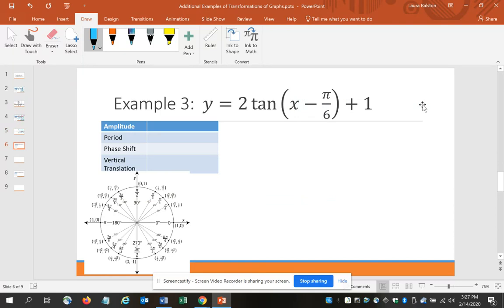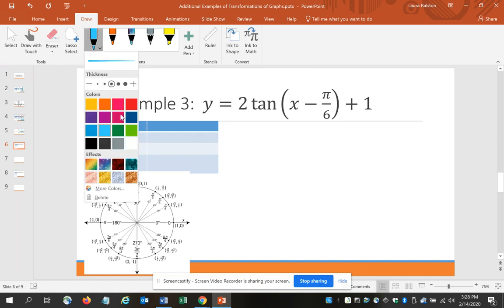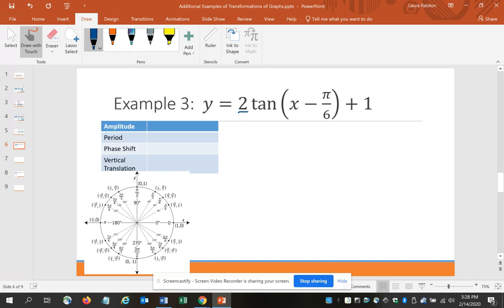All right, let's move on to tangent. Now, a couple of things about tangent. When you start thinking about your period, the period of tangent is only pi units. Okay? We don't have to go a full revolution around the unit circle. But we can still identify initially A, B, and C. So we have A is 2.